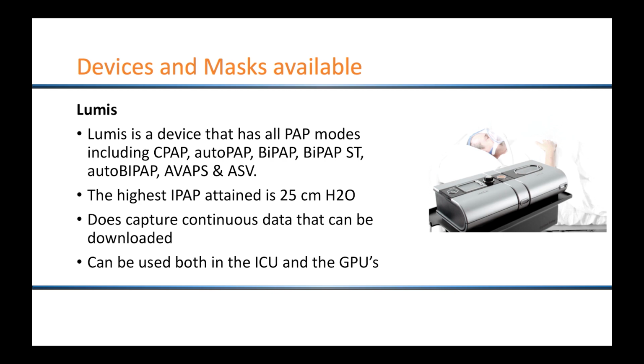Different than the V60, the highest IPAP that's attained is 25 centimeters of water, and again, the V60 was 40 centimeters of water. It, on the other hand, does capture continuous data that can be downloaded the following day, and it can be used both in the ICU as well as the GPUs.